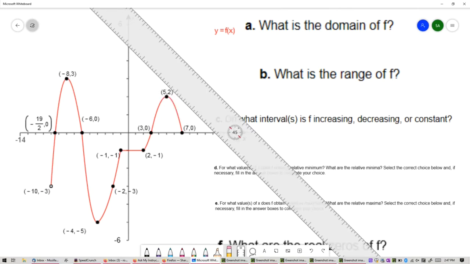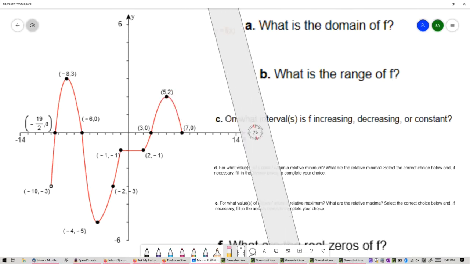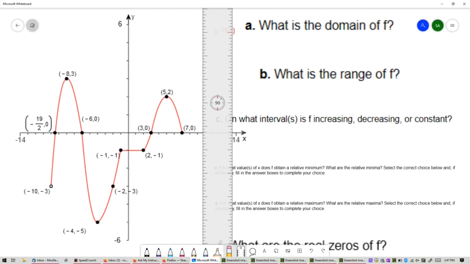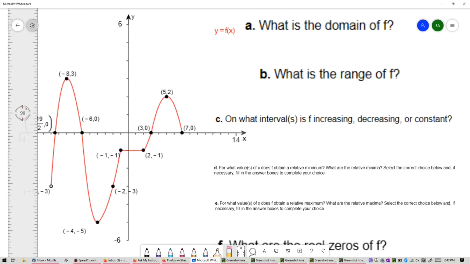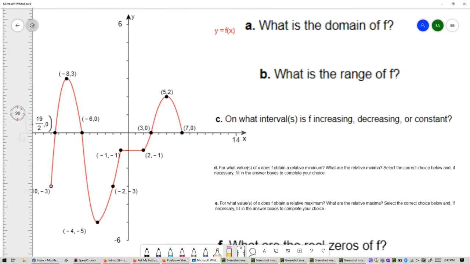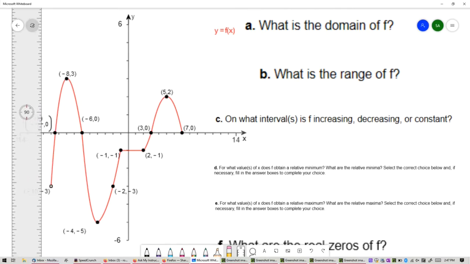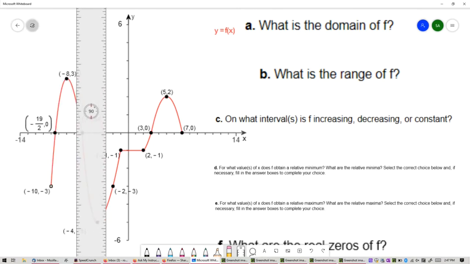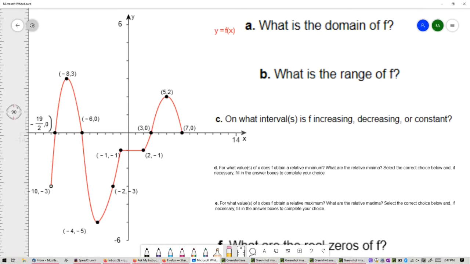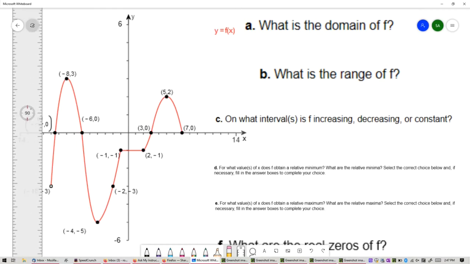And I like to use my ruler when I'm looking for the domain. And I hold that ruler vertically. You could hold your pencil vertically. And I hold it vertically like this for the domain because the ruler is pointing to different places along the x-axis. And since the domain consists of all the x's, that helps me identify the domain.